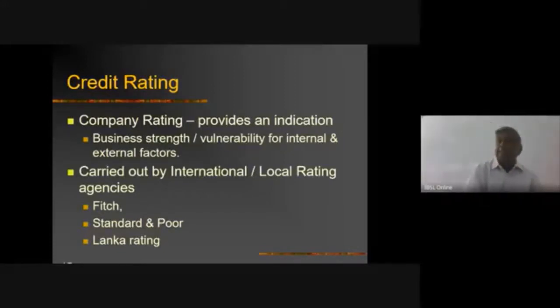There are some big international agencies: Fitch International, Standard and Poor's, and there is our local agency, Lanka Rating Agency also. So these are some credit rating agencies. They provide this rating on request by business companies. This rating is also helpful for the bank credit officer to make his credit decision.